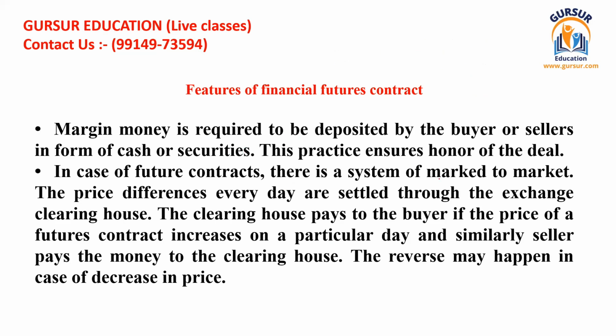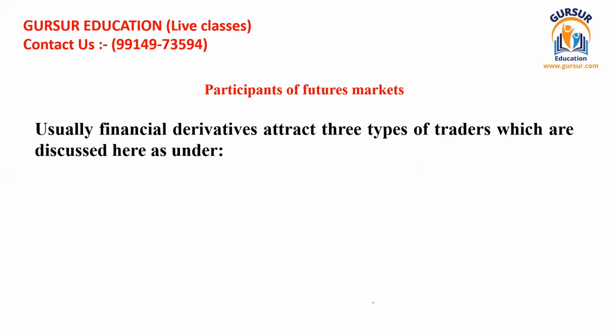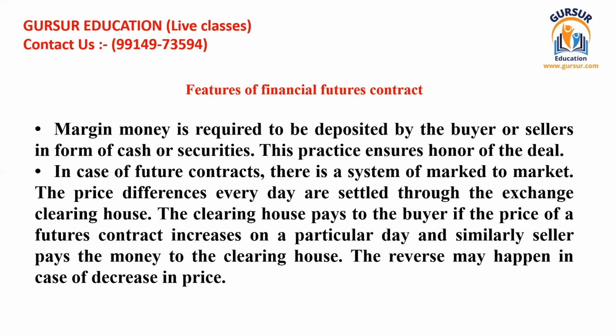And lastly, there is the system of mark to market on a daily basis. If you gain, then the profits shall be delivered to your account, and if you lose, then the losses shall be deducted from your account balance. So this is how it works. And how does all the clearing happen? This is done by specific houses known as clearing houses. So that was, I think, all regarding the theoretical portion.